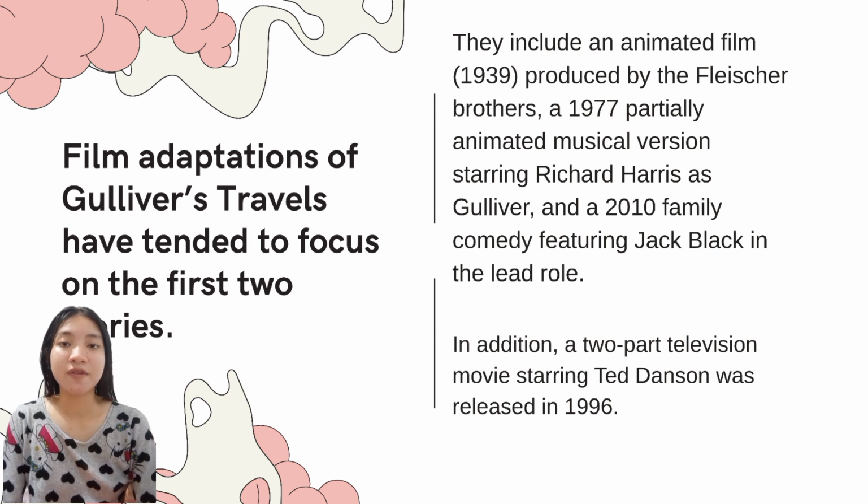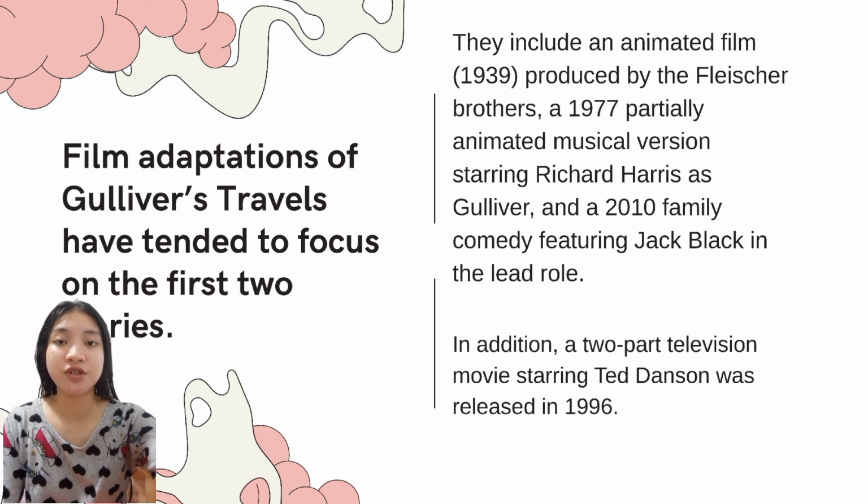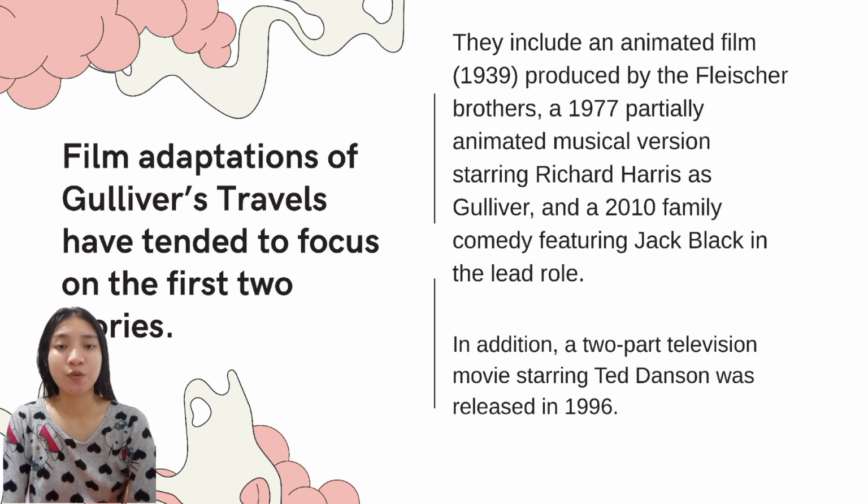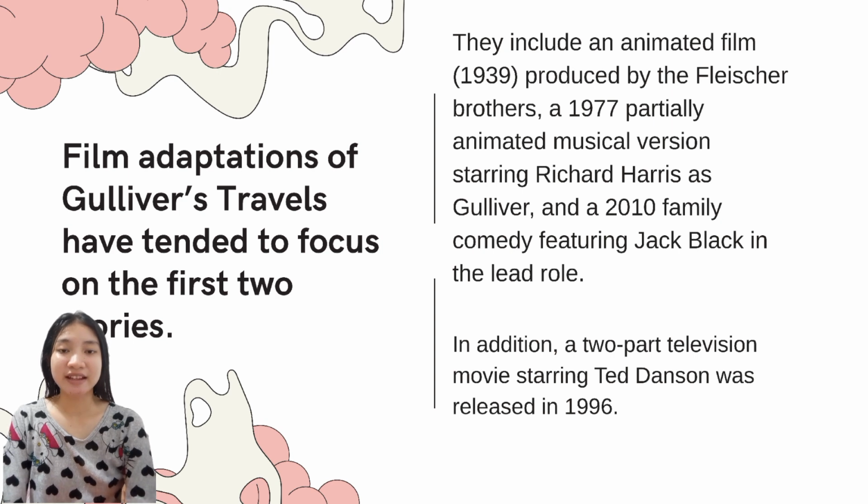Film adaptations of Gulliver's Travels have tended to focus on the first two stories. They include an animated film in 1939 produced by the Fleischer Brothers, a 1977 partially animated musical version starring Richard Harris as Gulliver, and a 2010 family comedy featuring Jack Black in the lead role. In addition, a two-part television movie starring Ted Danson was released in 1996.